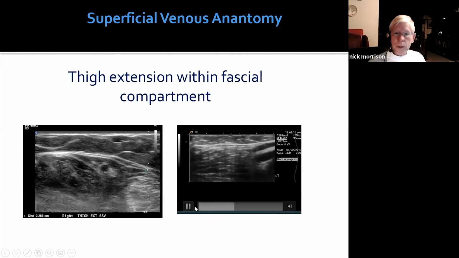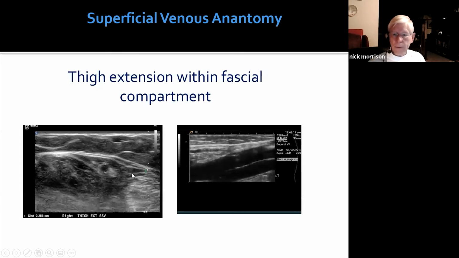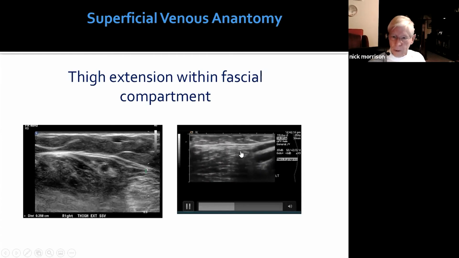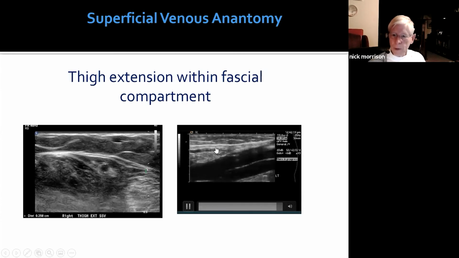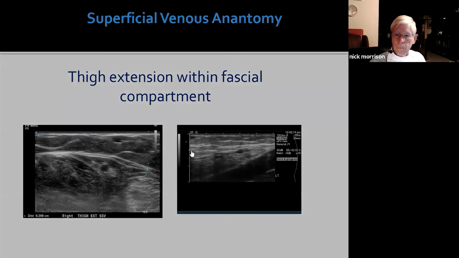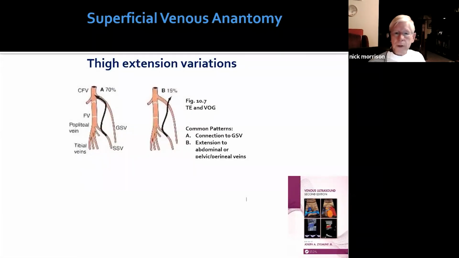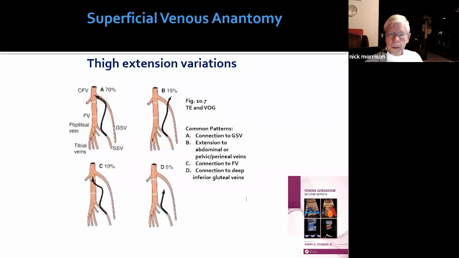This is the thigh extension down in the saphenous sheath, and here it is taking off from the small saphenous vein. Thigh extension, there's some variability. 70% of the time it will join the great saphenous vein, or up into the pelvis or buttocks, and much less frequently it's into the common femoral or the femoral vein itself.